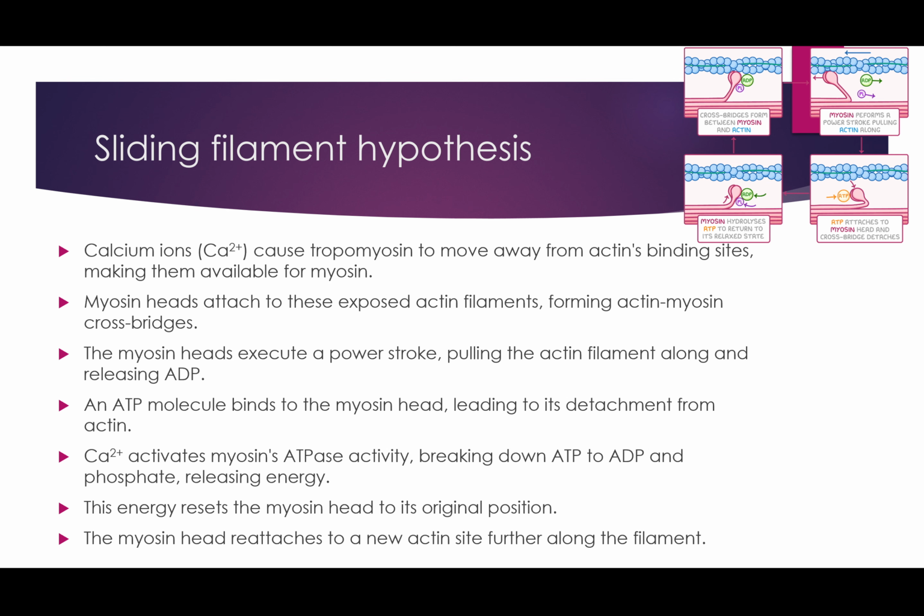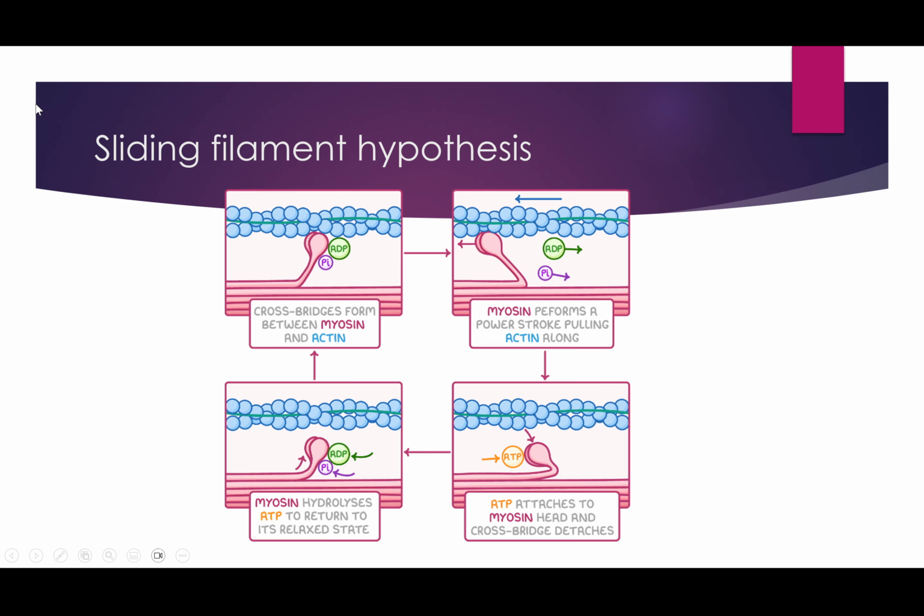And it also activates ATP hydrolase, which causes the ATP to hydrolyze into ADP and Pi. And the energy released from the ATP causes the myosin head to tilt back to its original position. And then the myosin head will reattach to a new actin binding site further along the actin, and the whole cycle will happen again.